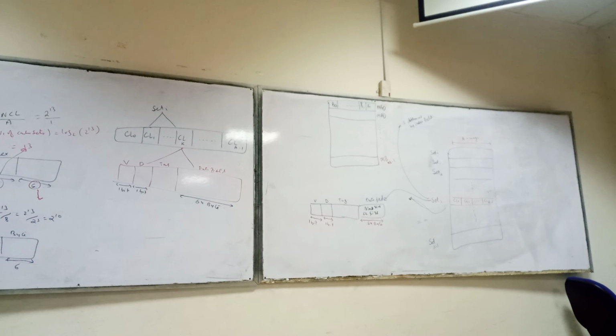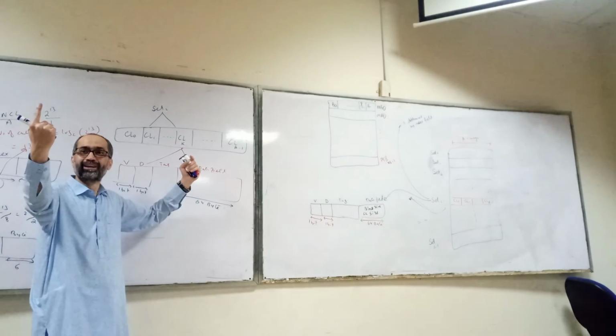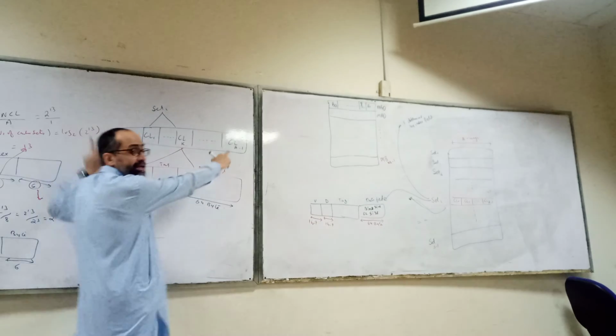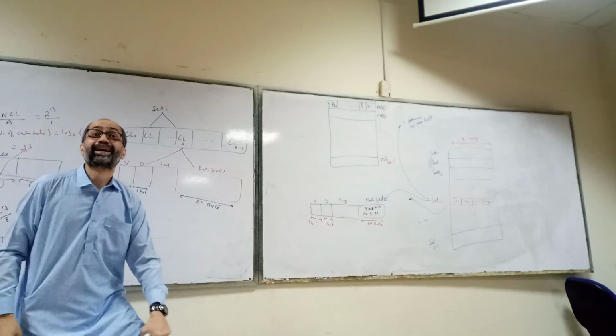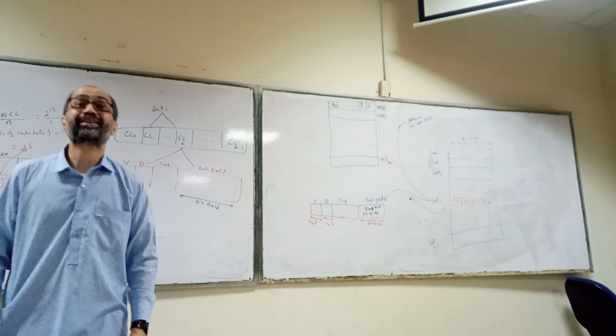What's the difference between a direct-mapped cache and an 8-way associative cache? The tag. What is the tag size here? 7. For a direct-mapped cache it will be 7, and there will be only one cache line. For an 8-way associative cache, how many lines will be there? The set will have 8 lines. For 32-way, 32.